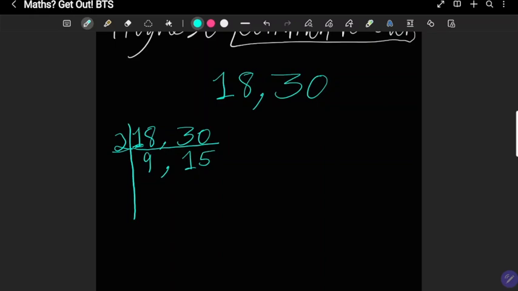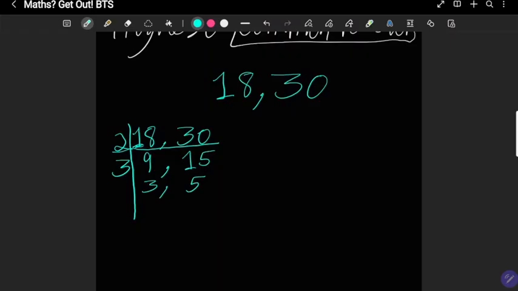Now a little trick to use. Say you've got 15, and I don't know if it's divisible by 3 or not. What you're going to do is add these two digits, 1 and 5. If they give a number that is divisible by 3, for example 1 plus 5 gives 6, and 6 is divisible by 3, then 15 will also be divisible by 3. So we'll divide this by 3. 3 times 3 is 9 and 3 times 5 is 15.